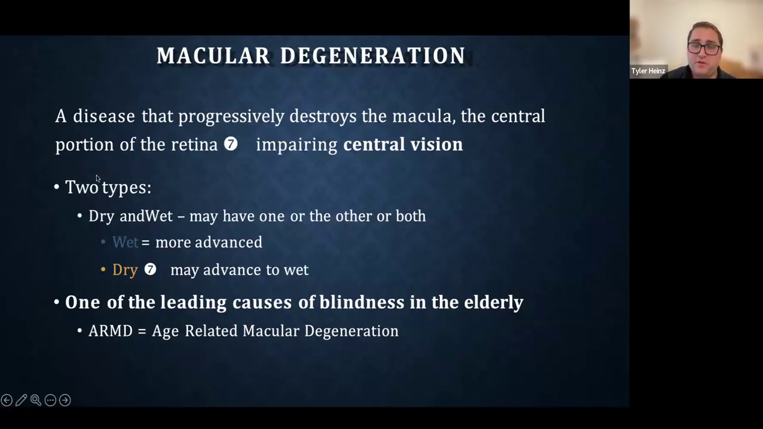There's two types of macular degeneration. You may have heard this in clinic, in your other classes. You may have heard it with families or friends. You have wet macular degeneration, which is more advanced. That's more leakage and blood loss and more change. And you have your dry type that can always advance to wet. Macular degeneration is one of the leading causes of blindness in the elderly. So ARMD, age-related macular degeneration.